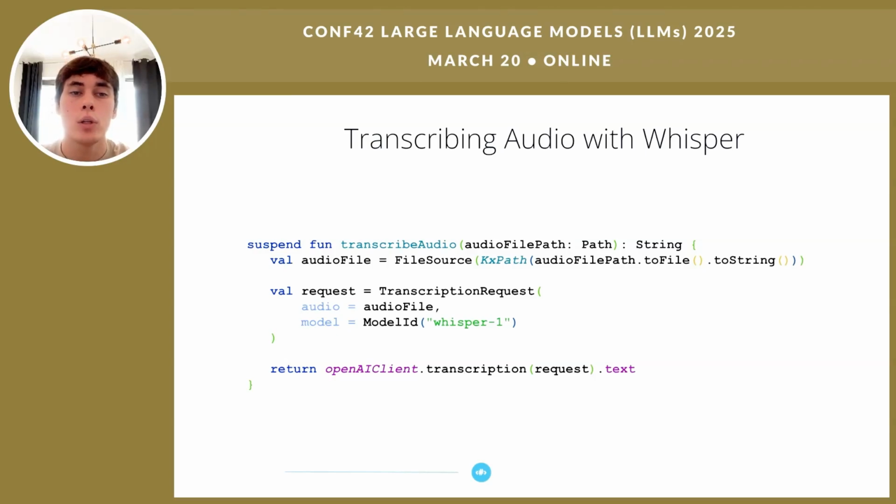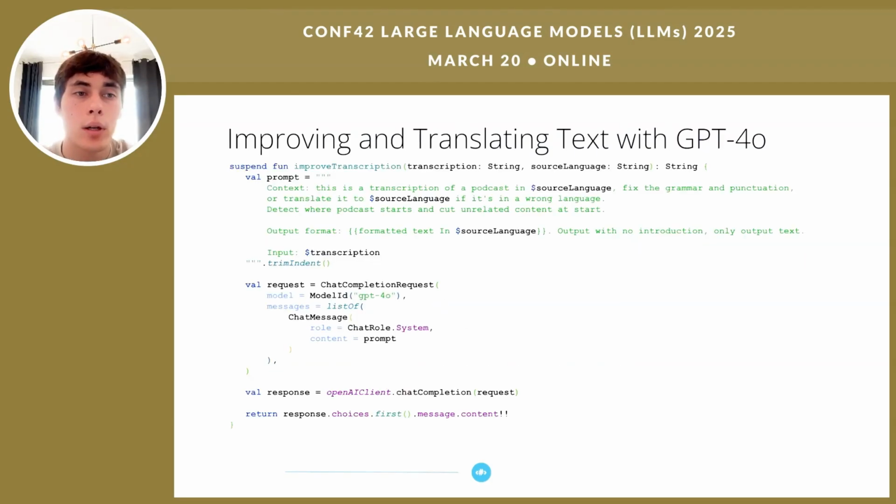We have to say that we use this specific audio file, and it just transcribes the file and returns us the text. Another one is the improved transcription method, which takes the transcription and source language and improves this transcription. And as you can see in the prompt here, it improves grammar and punctuation, and translates everything to the source language, which is English, if it's in the wrong language.